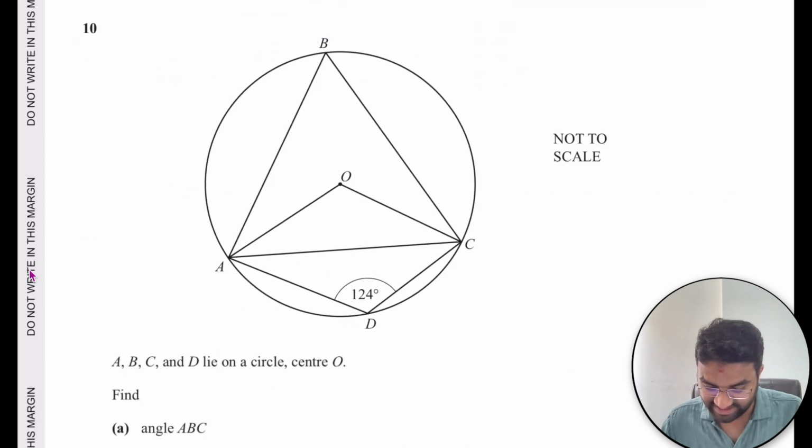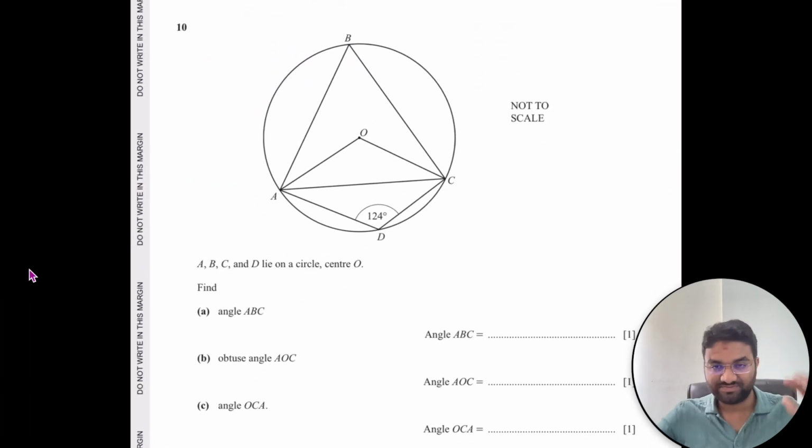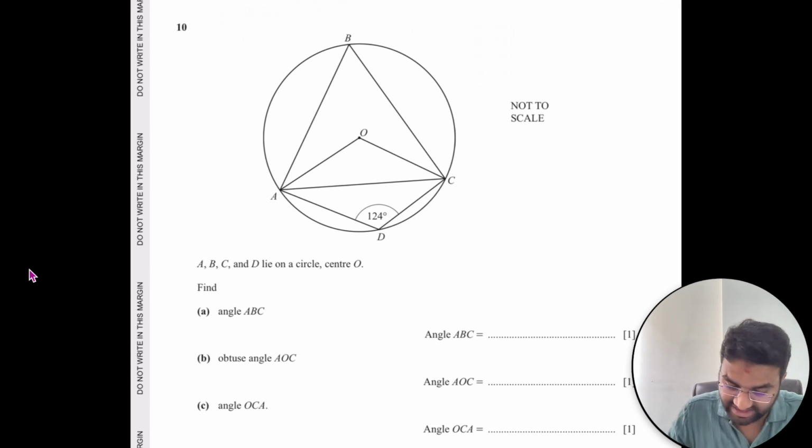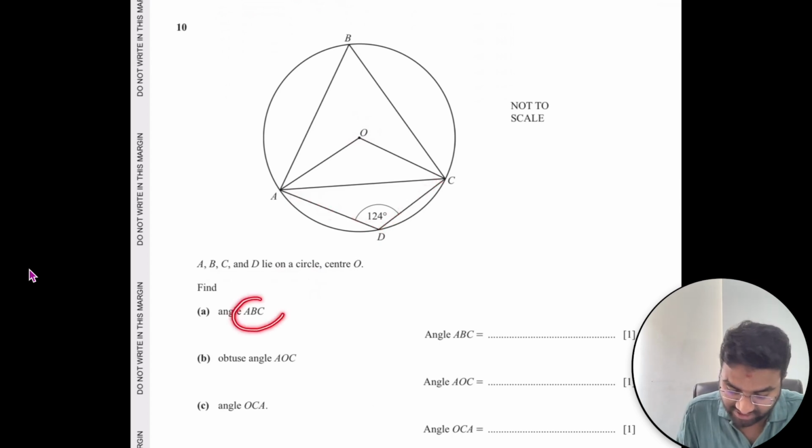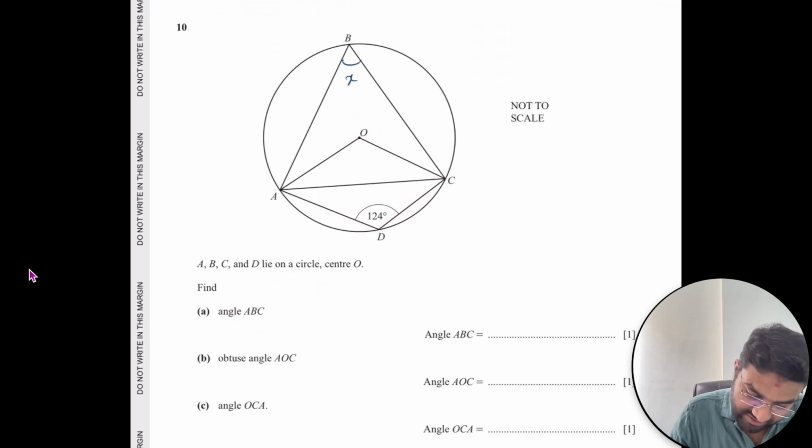Okay, then next, the 10th question. Circle theorem part is there. So we have to identify the angle. Firstly, you can see here ABCD lies in a circle with center O, and we are given that angle ADC is 124. We have to find angle ABC, meaning this angle here.